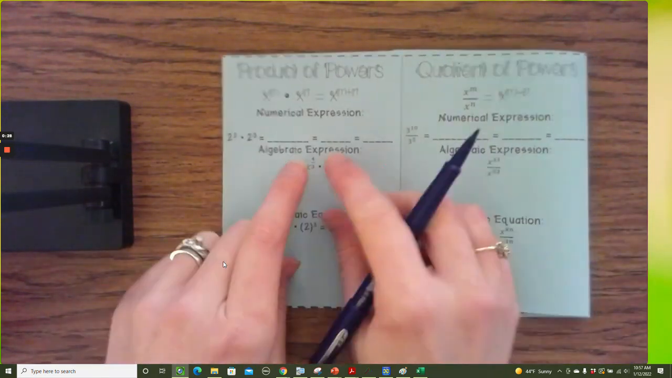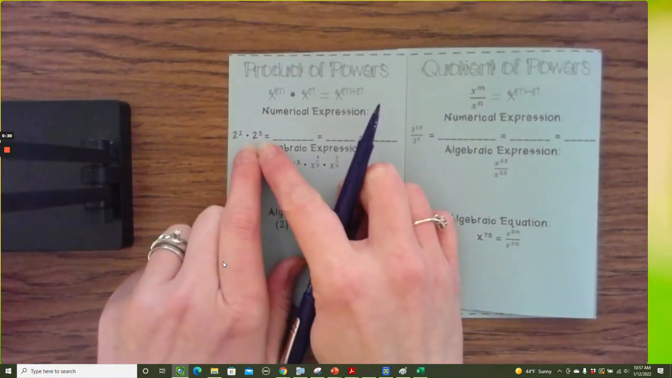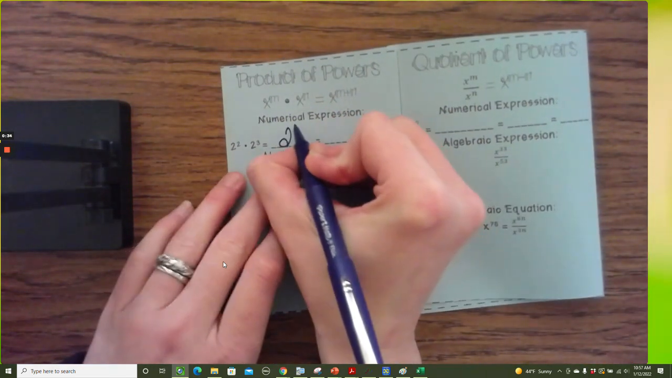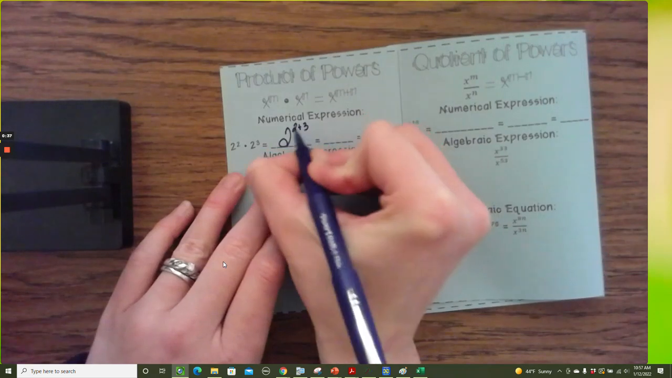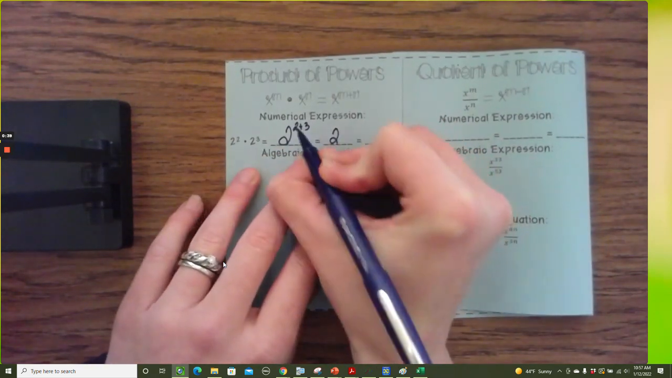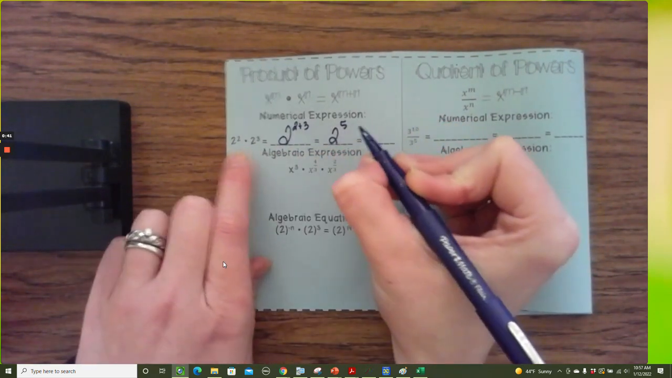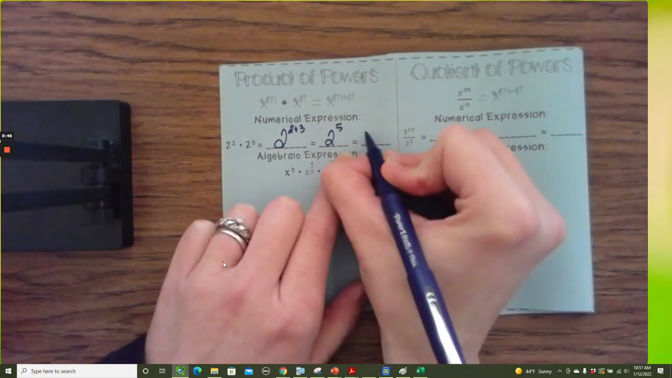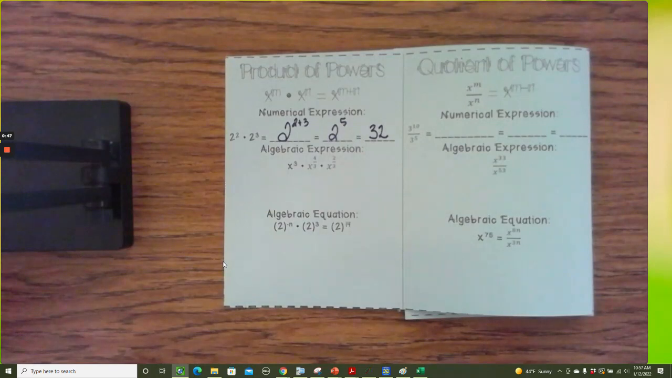So for a numerical expression, if I have 2 to the second times 2 to the third, I can change that to 2 to the 2 plus 3. I can add those. 2 plus 3 is 5. So 2 to the second times 2 to the third is the same thing as 2 to the fifth. If I break it down further, that's 32. So numerical are easy because we can check with our calculator.